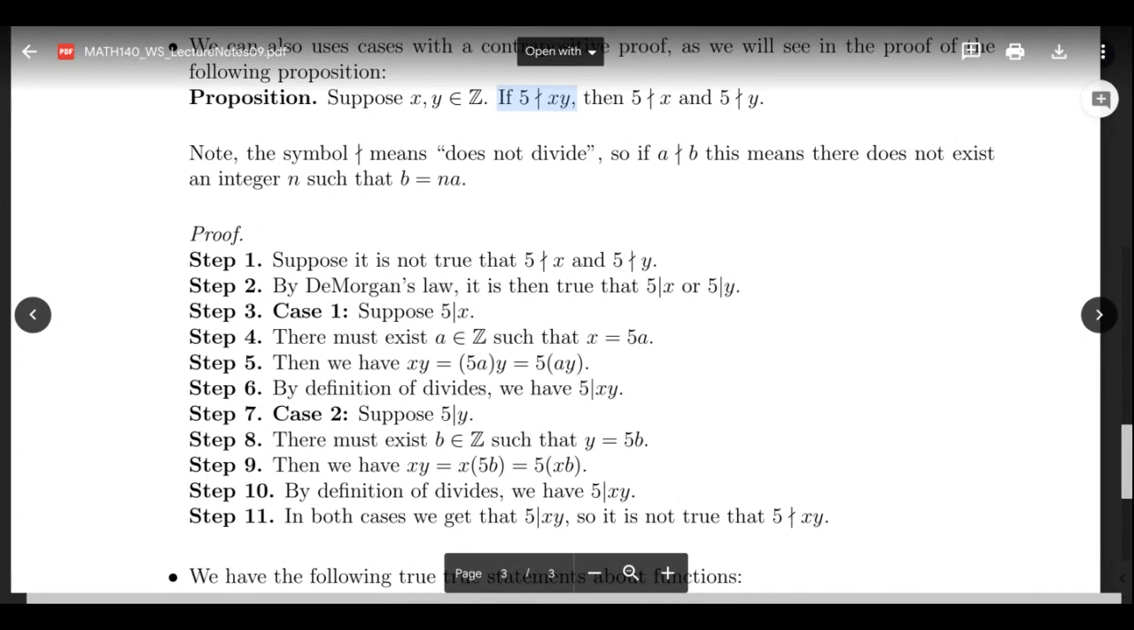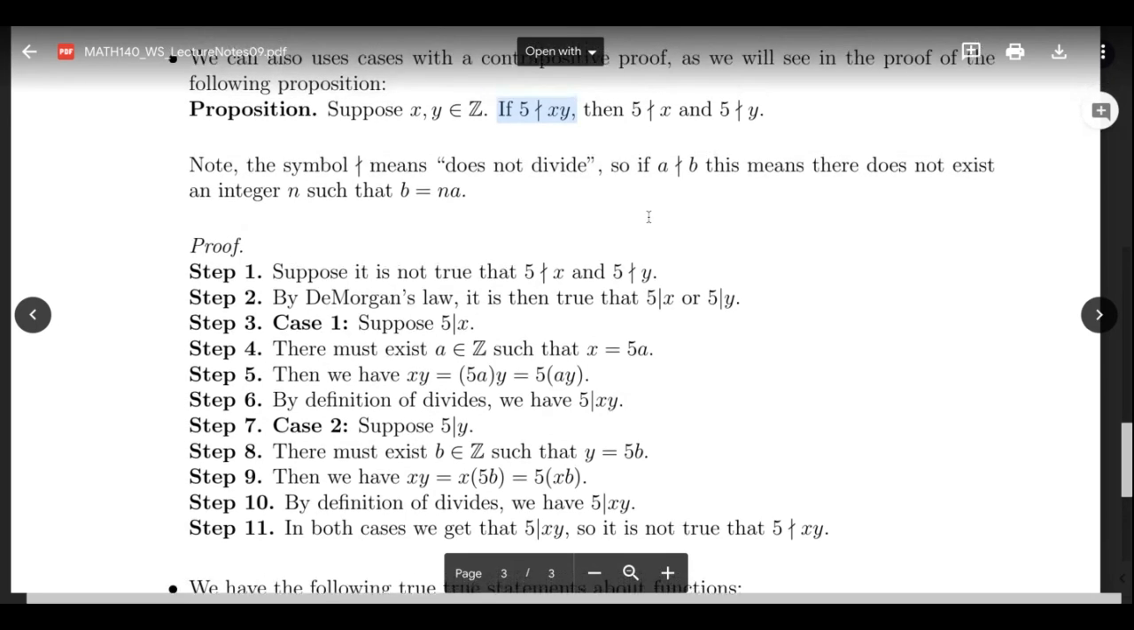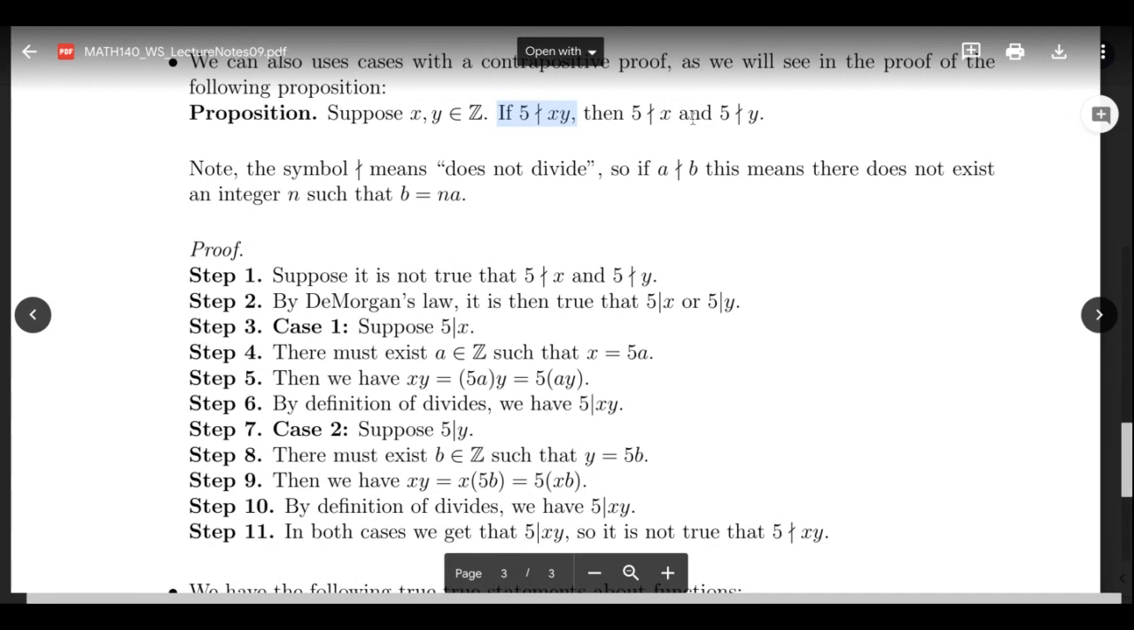When there is an or, we need to use cases to show all possibilities. What do you mean? You mean when we negate the or? Remember De Morgan's law? When we negate and, it becomes or, to show all possibilities. Let's use this example.